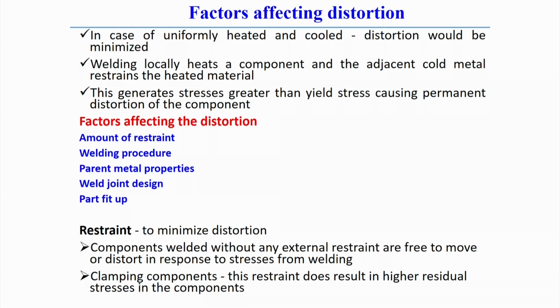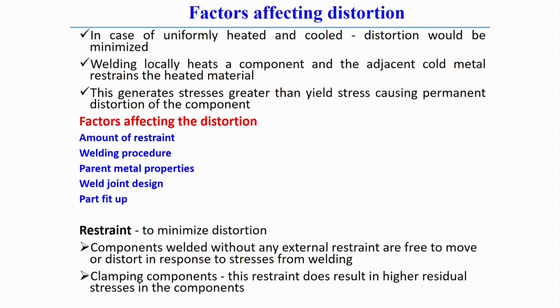Second, welding locally heats a component. One specific component is locally heated, and therefore the adjacent part is cold. So there is a huge temperature gradient between the two parts of the component, and that brings some amount of distortion. Therefore, preheating sometimes helps to minimize the distortion.